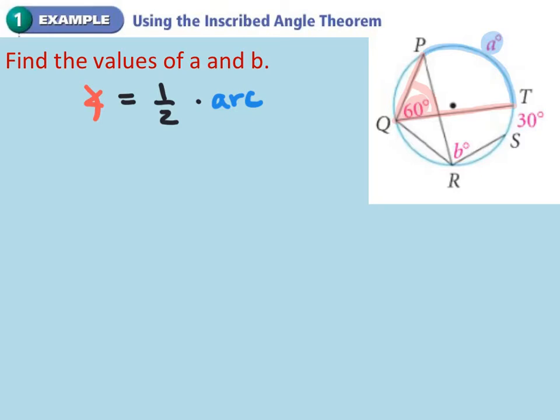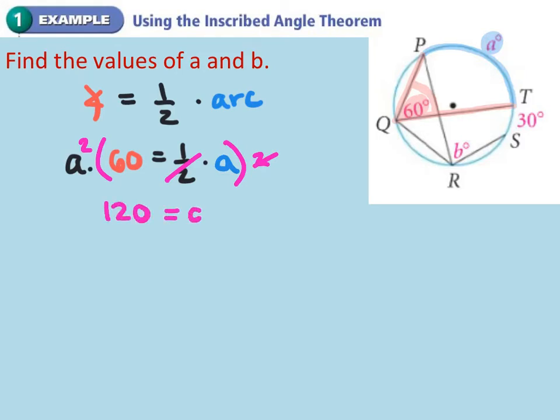So for A, if I use that formula, I'm going to have that the angle of 60 equals 1/2 times the arc, which is A. So now to solve, we're going to have to clear the fraction. So I can multiply both sides by 2, canceling the fraction. So it gives us 120 equals the value of A as the first part of our answer. So I can fill in A equals 120.